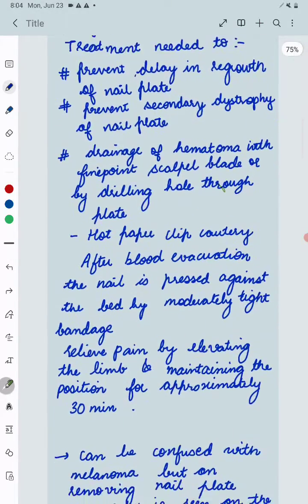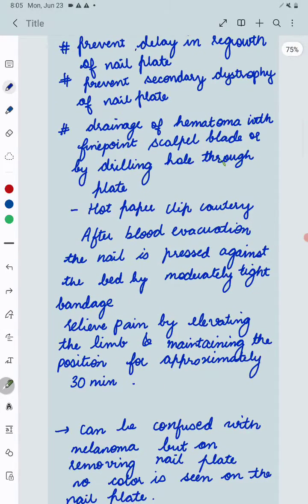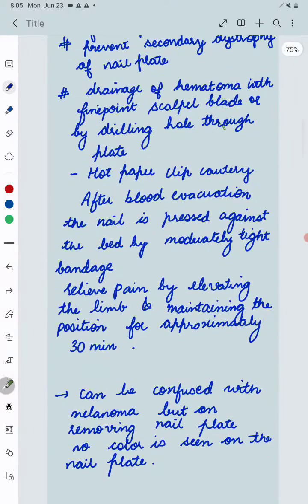And how do you treat it? You have to drain the hematoma with a scalpel blade or by drilling a hole through the nail plate. Hot paper clip cautery. So basically what you can do is, if this is the nail, you can take a needle, warm it on a stove or a gas flame, and then make a burr hole, touch it to the nail, that will create a hole, and through that hole blood can come out. Or you can take a scalpel or a blade and make a small nick on the nail through which the blood can come out.